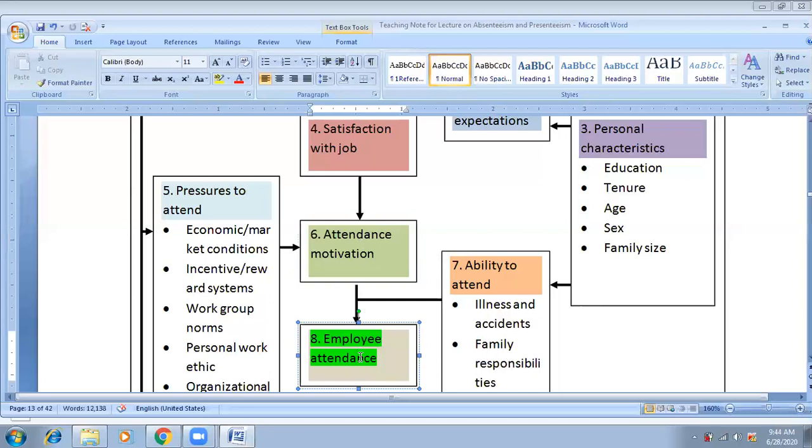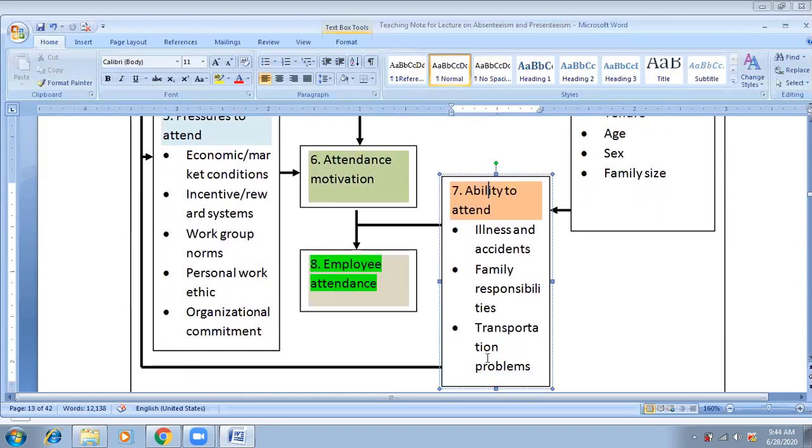Then, if attendance motivation is high, then we can predict employee attendance will be high. So assume you had high attendance motivation, but anyway you could not attend to work. Why? Because of the moderator. Because you didn't have the ability to attend. Because of these things, illness and accidents maybe, then maybe family responsibilities, maybe transportation problems.